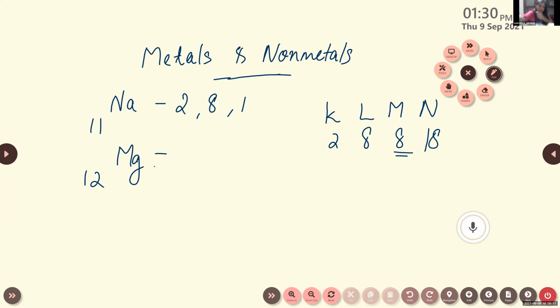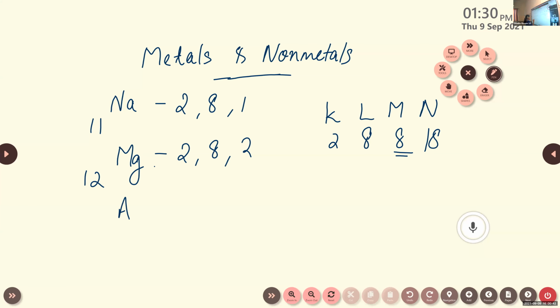2, 8. 10 electrons are completed. Then 2 more electrons. So 2, 8, 2. That's it. The maximum capacity is 8. So you can fill from 1 to 8.